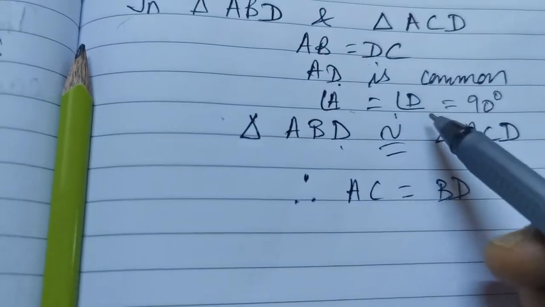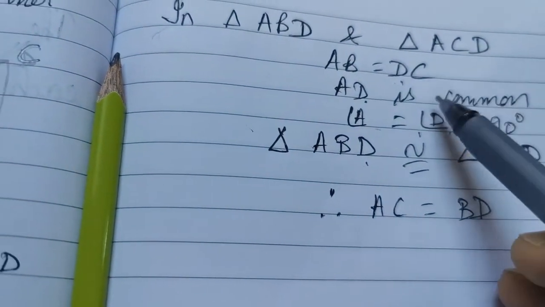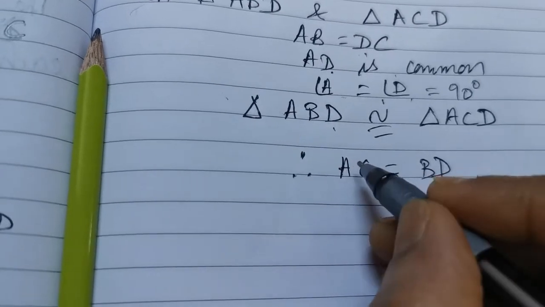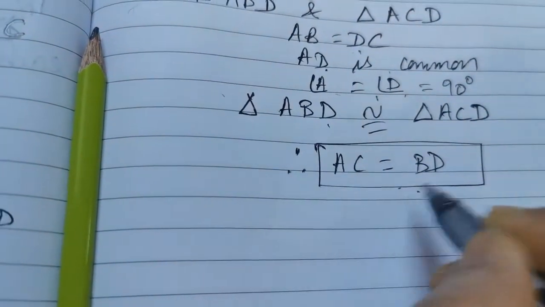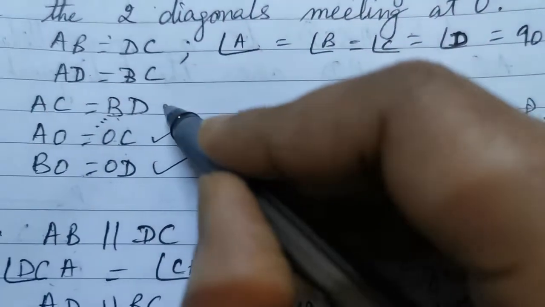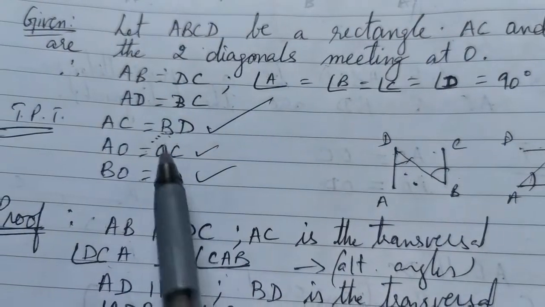Two sides and one angle are the same, which proves that they are congruent triangles. When two sides are the same, the third side will also be the same. Therefore the two diagonals of a rectangle are equal is proved here. So we proved all these things.